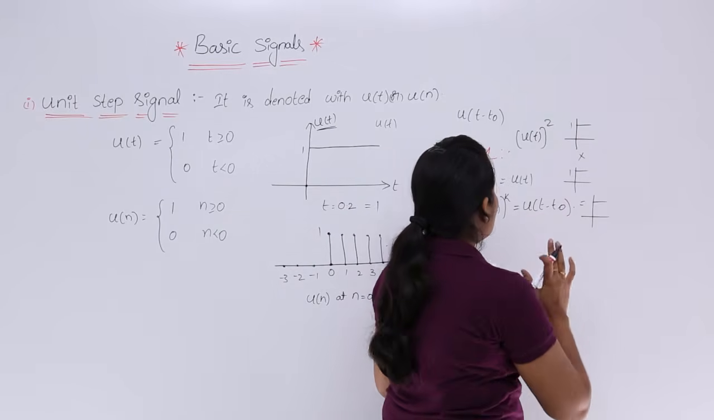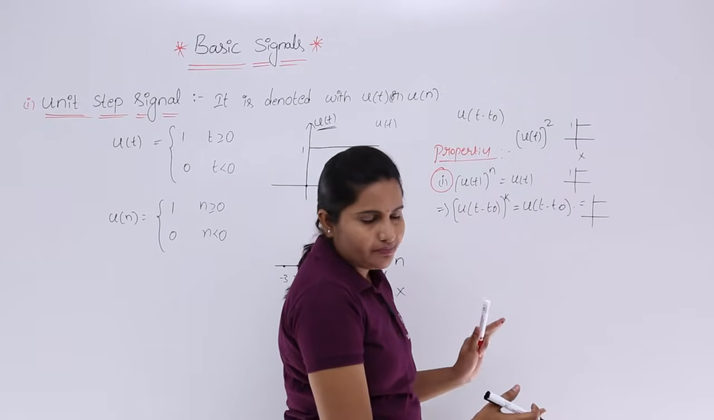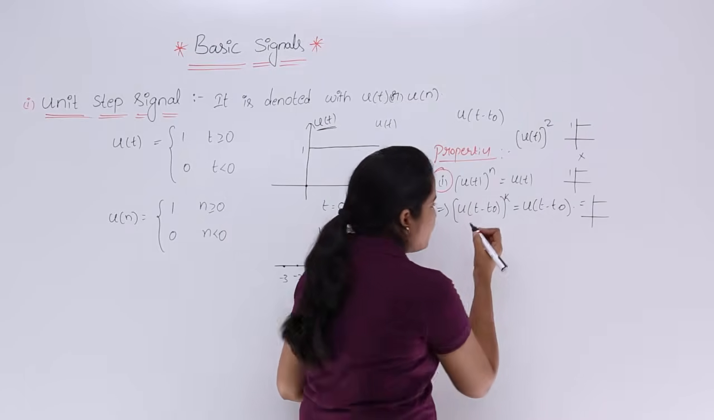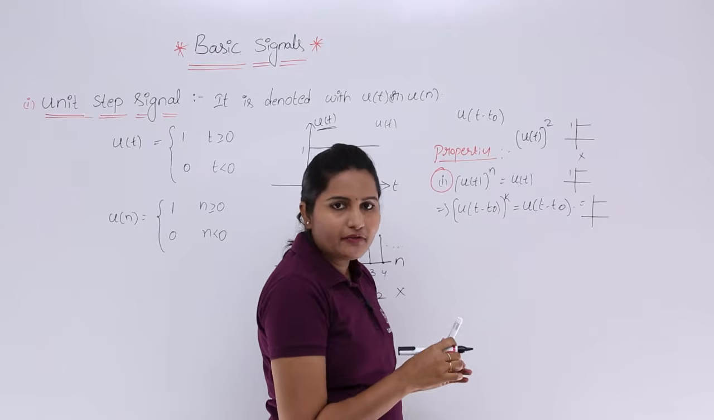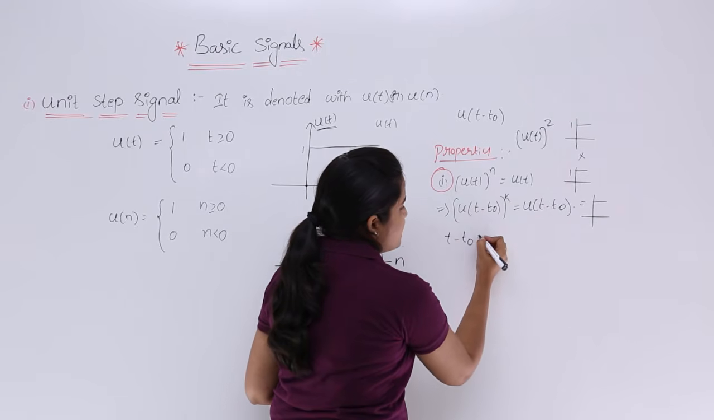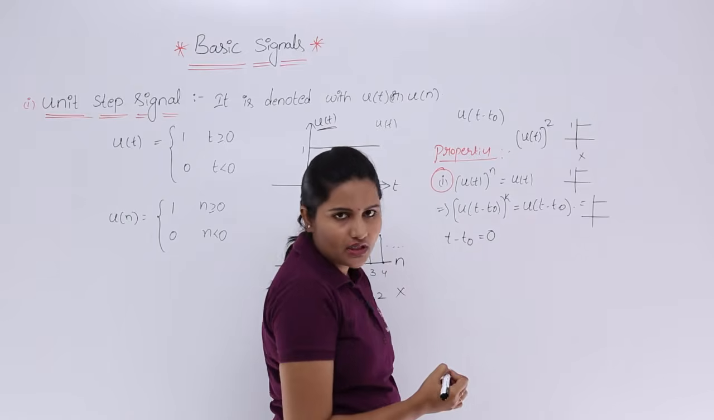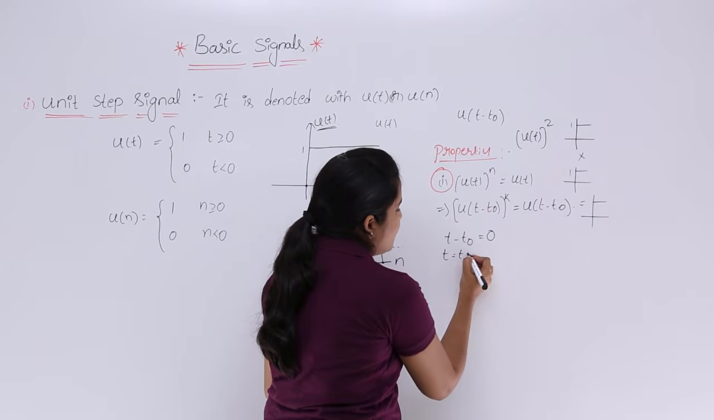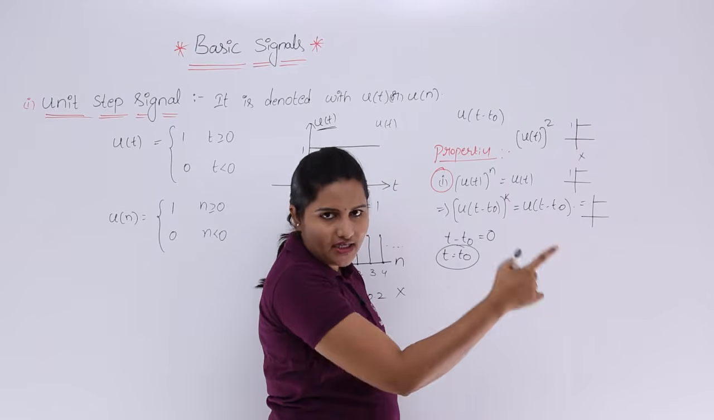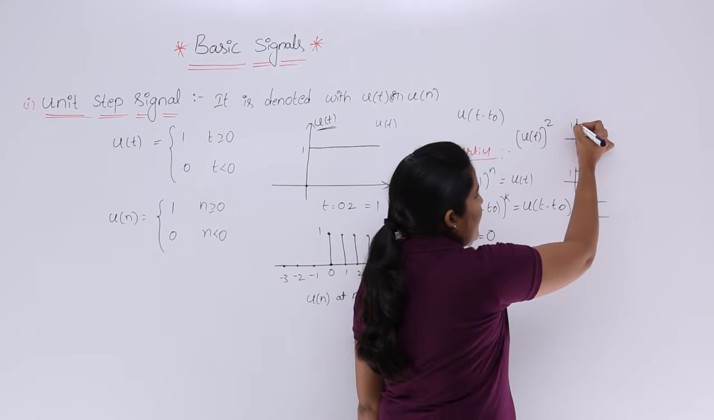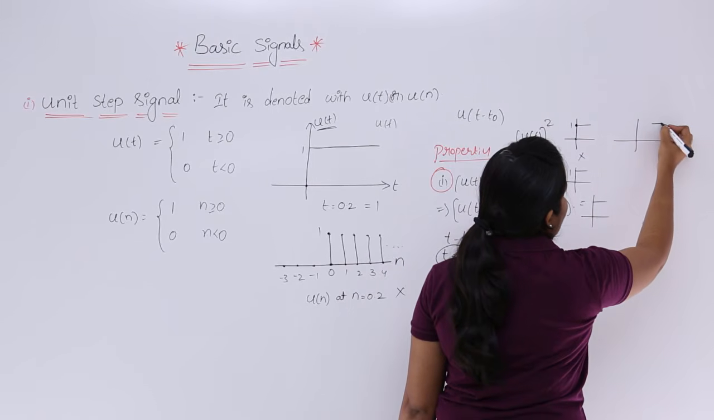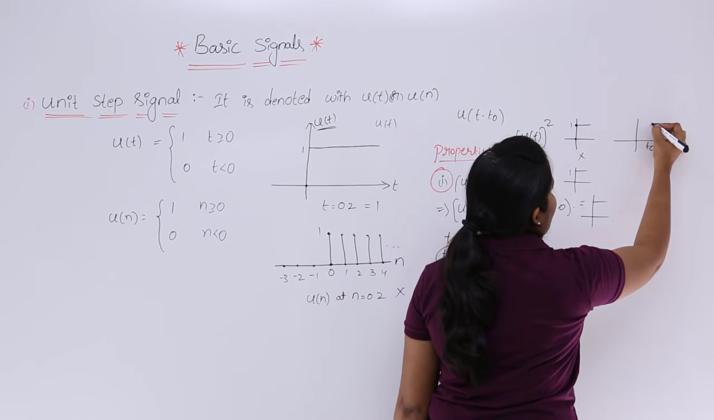Now coming to the shifted version, I want to prove this. What is the shifted version? If you want to know the shift value, you need to consider it like this: t minus t naught is equated to 0, then t is equal to t naught. This is the meaning: you need to shift your initial value to t naught. Actually the initial value for this function starts at 0, and you need to shift it to t naught. So here I am shifting.